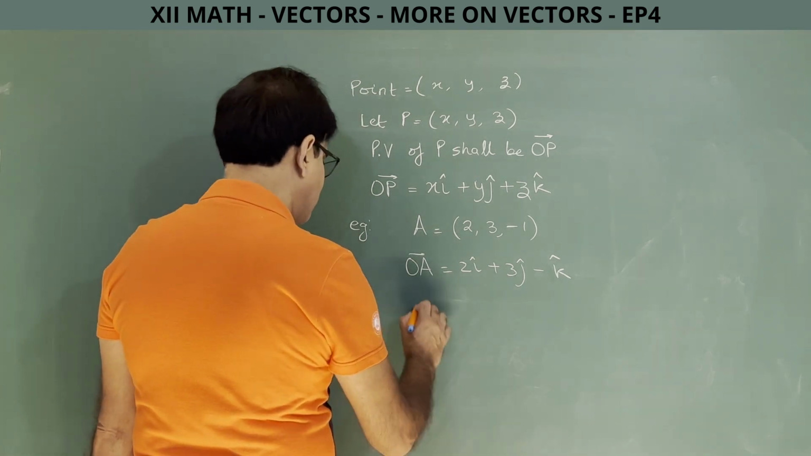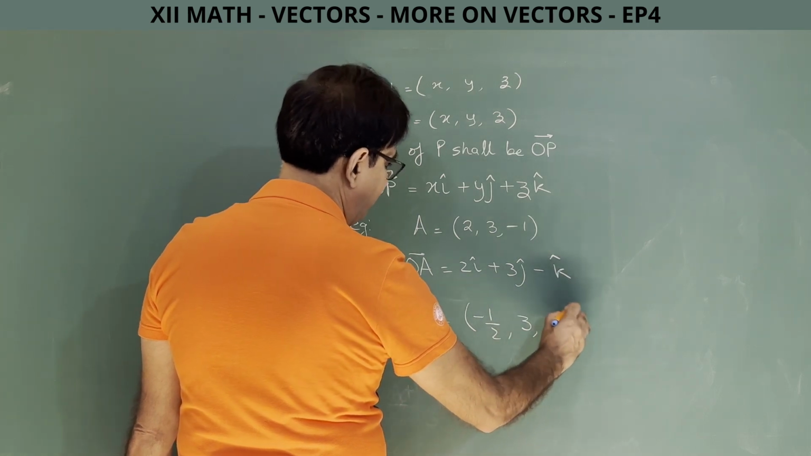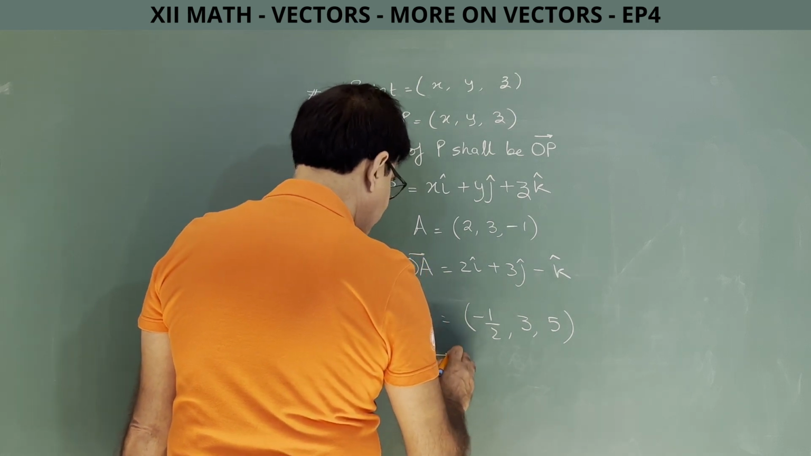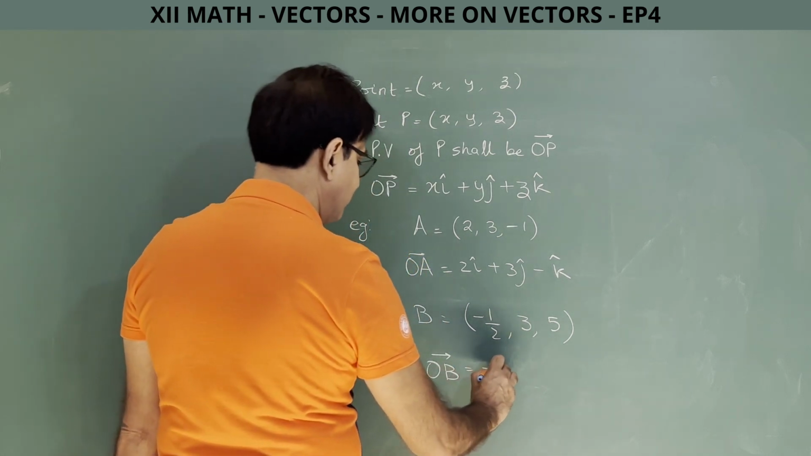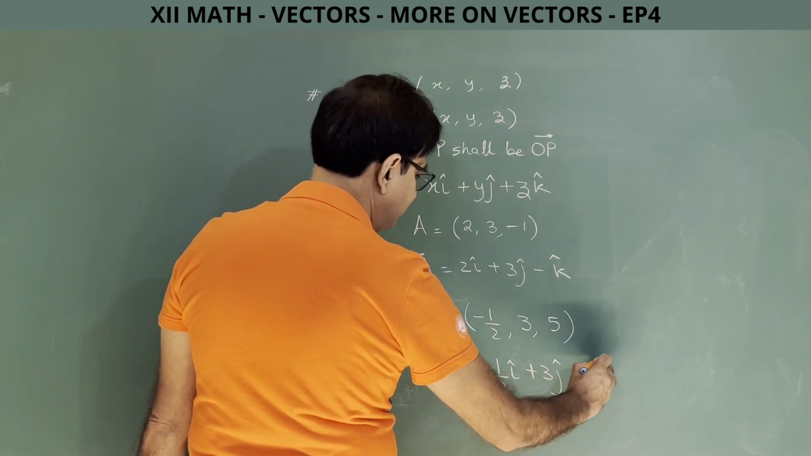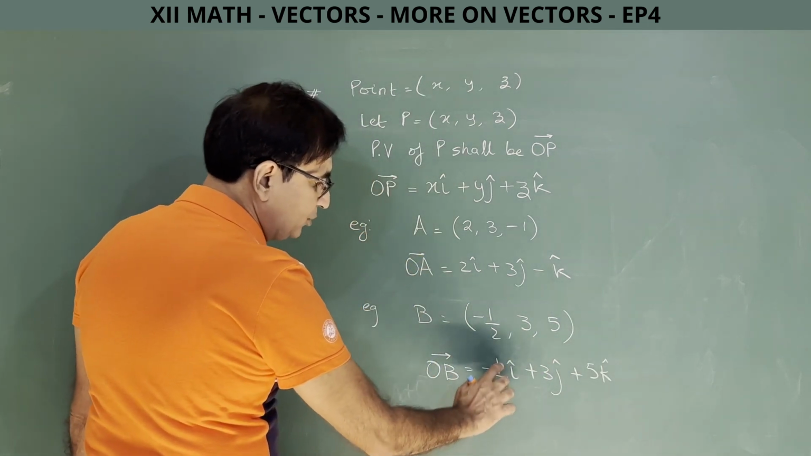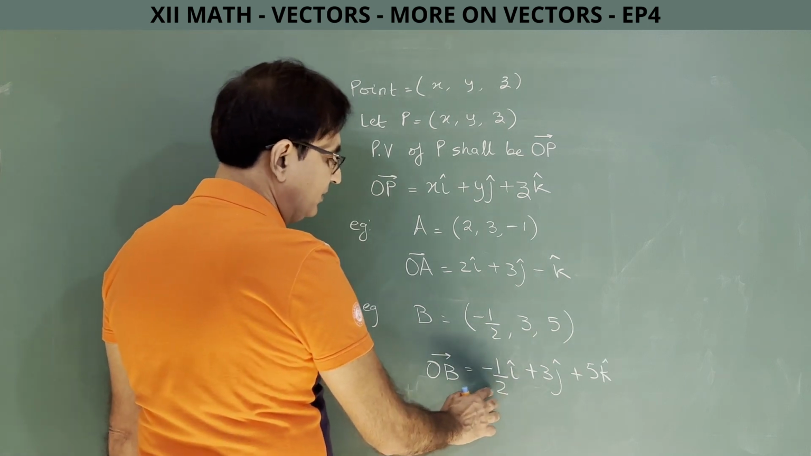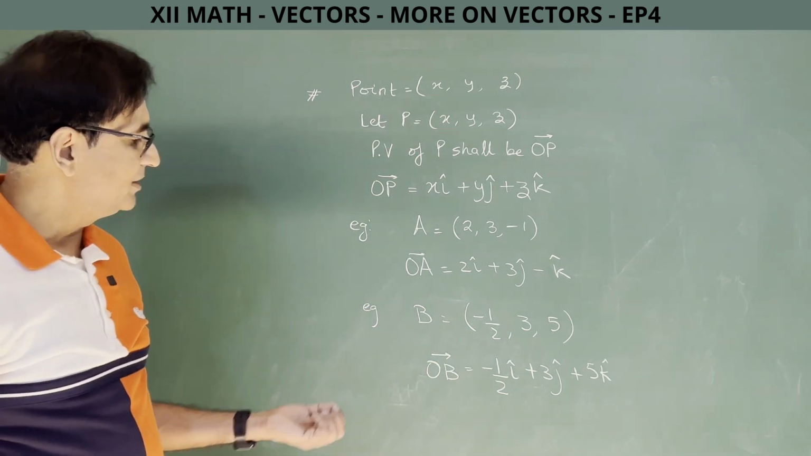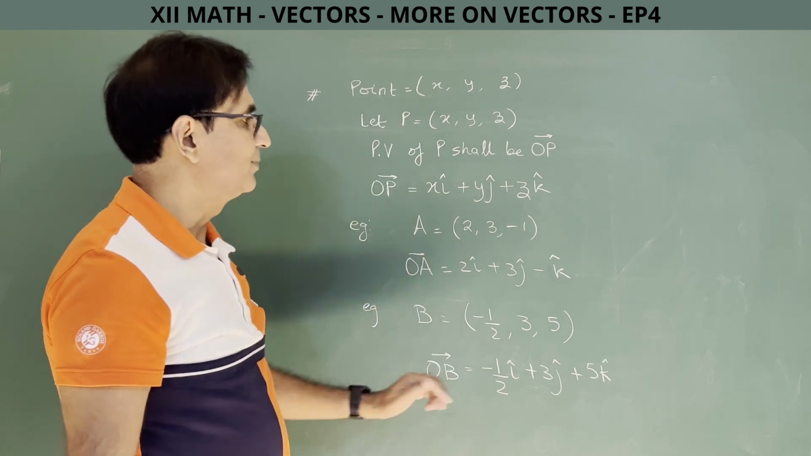Another example: you have a point B, say minus 1 by 2, comma 3, comma 5. This is the x coordinate, y coordinate and z coordinate. So what will be the position vector of point B, expressed as OB? It will be minus half i cap plus 3j cap plus 5k cap. You know what this vector is? This is a vector whose magnitude is 1 by 2 into the magnitude of i, that is half. Direction is along the x axis but pointing in the direction in which the x coordinate is decreasing. So you know the coordinates of the point, you know the position vector of the point.